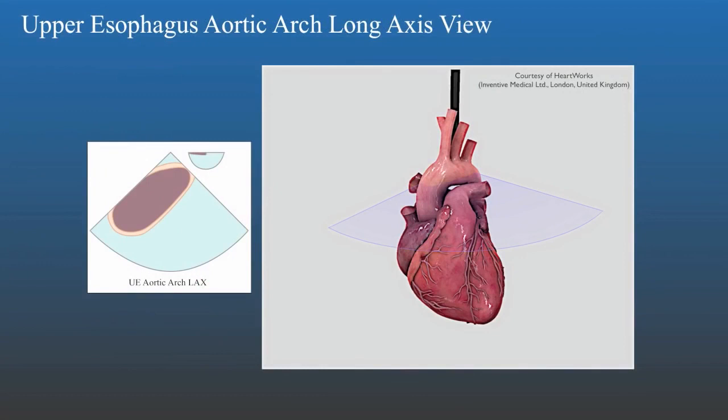By withdrawing the probe to 20 to 25 centimeters and rotating the probe, the upper esophageal views are obtained. At 0 degrees, the long axis view is visible. It should be inspected for dissections or luminal irregularities. The transition from the arch to the descending thoracic aorta is the point at which the left subclavian artery takeoff appears.